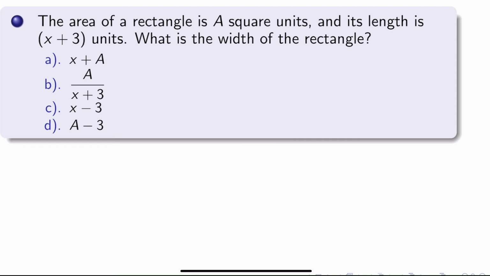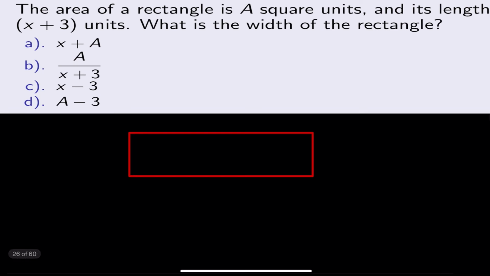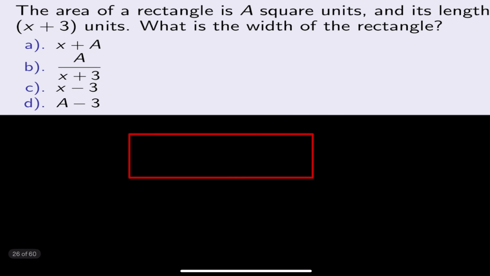Our next question is giving us the area of a rectangle is A squared units. If its length is x plus 3 units, what is the width of the rectangle? So now let's start by drawing our rectangle. And we are being told that the length is x plus 3. So here is going to be x plus 3. And we don't know the width. So let's call the width, say, w.